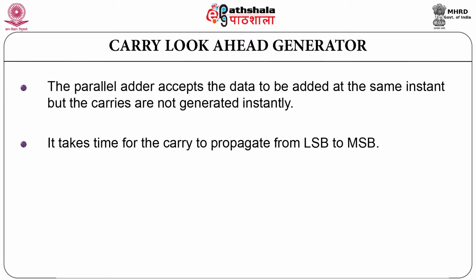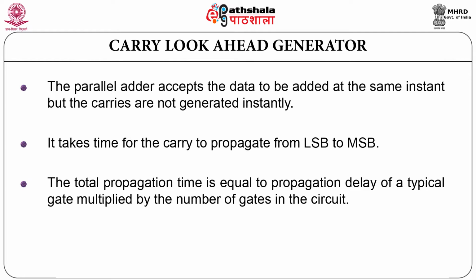It takes some time for the carry to propagate from LSB to MSB, because only if the LSB adder generates the carry can the data go to the next full adder. So, this concept is called carry propagation. It takes time for the carry to go from LSB to MSB. As a result, the total propagation time is equal to the propagation delay of a gate multiplied by the number of gates used in the circuit. And if you see this parallel adder, there are so many gates used. So, as a result, the addition is very slow.